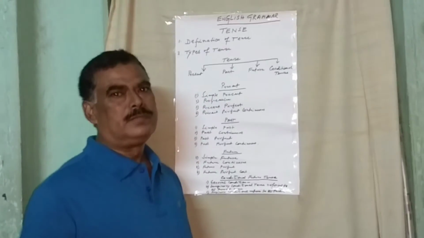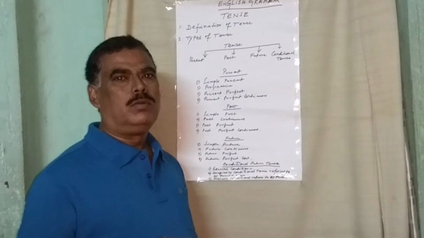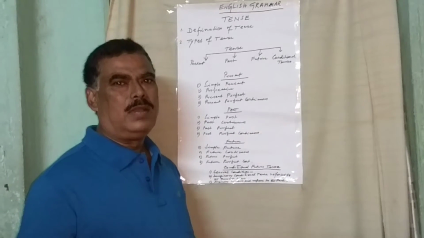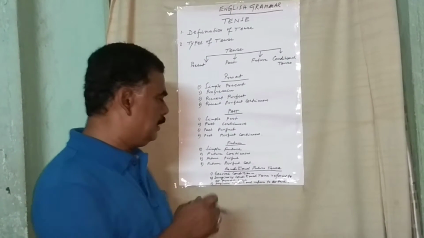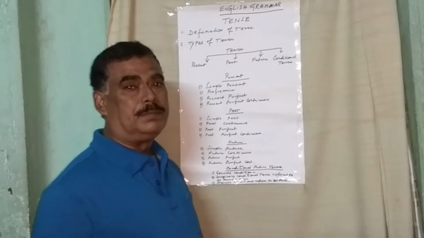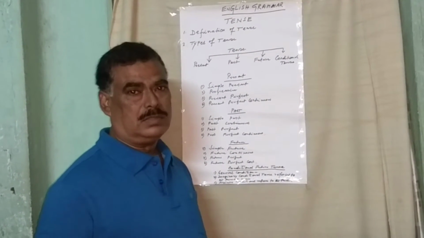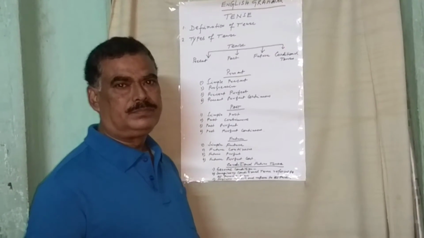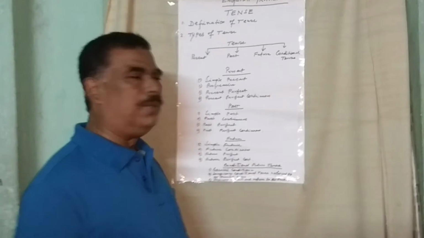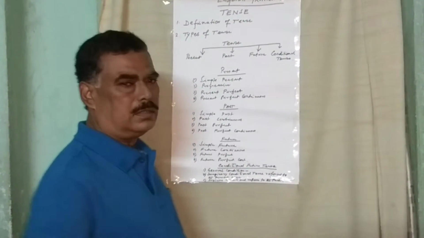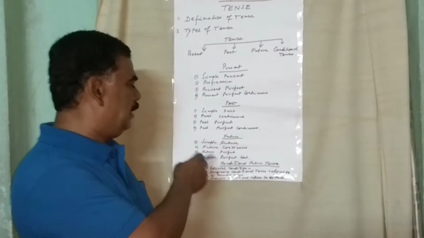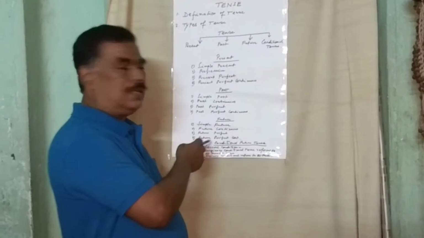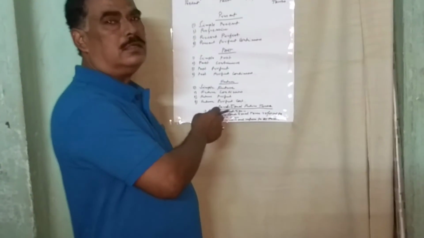My dear students and viewers, now we are going to start the class on tense. Last day we completed tense up to present past perfect continuous. So present and past were completed. Now let us come to the main points of future. As we have already seen, there are simple future, future continuous, future perfect continuous, and conditional tense.